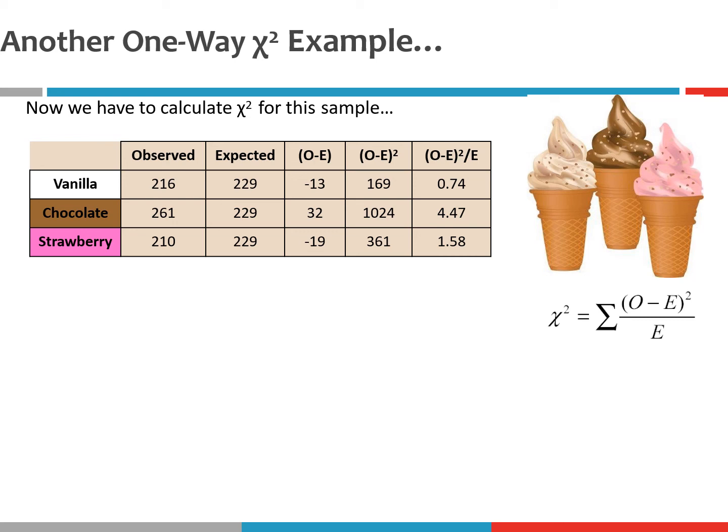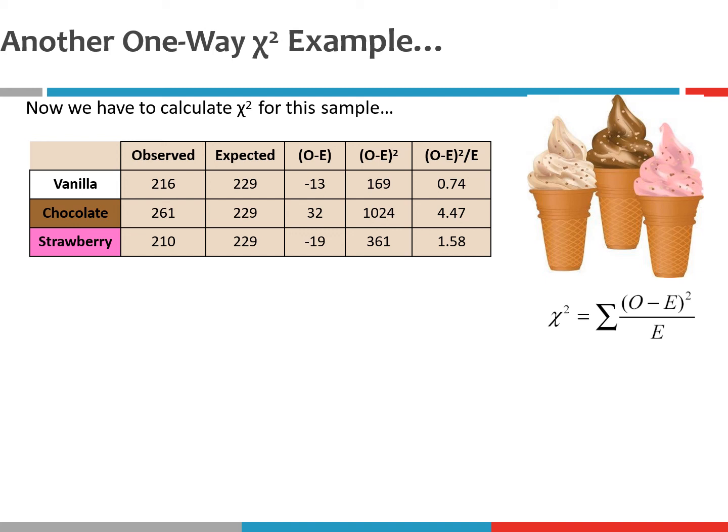So let's start with the first column. That's just our observed values from our sample. So we can just copy both the observed and expected values from our previous slide. So we have 216, 261, 210 for our observed values. 229 is our expected value for all three groups, okay? And then if we subtract the expected value from the observed value, then we would get negative 13, right? If we did 216 minus 229, that's negative 13.